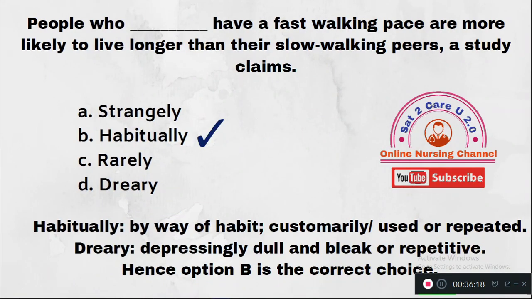Habitually, by the way of habit, customarily, used or repeated. So these are the synonyms for this. Dreary is opposite. It is depressingly dull and bleak or repetitive. Hence, option B is correct for this choice.